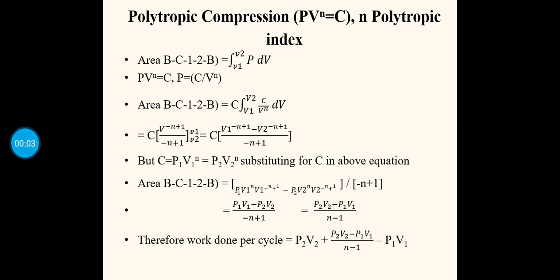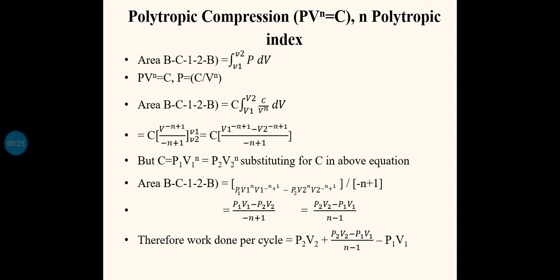Hi dear students, this is the third part of the fifth module of the subject ME 206 Fluid Machinery, and in the second part we have derived an expression for work done for the reciprocating air compressor in the case of isothermal compression. Now in this first we will derive an expression for the polytropic compression.